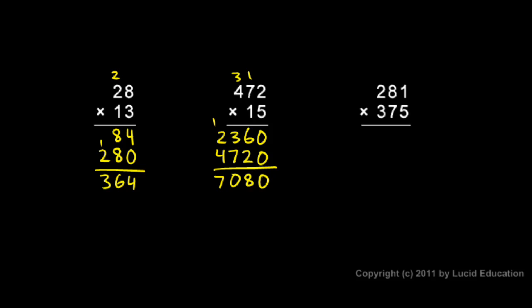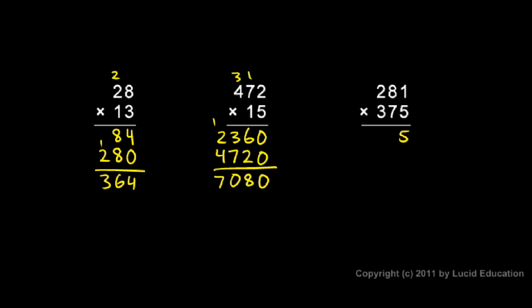In this last example, I start at the 5. I'm going to multiply the 5 times each of these digits, starting with the 1. And then I'll do the same thing with the 7. 7 times 1, 7 times 8, 7 times 2. And then the same thing with the 3. So we start with the 5.